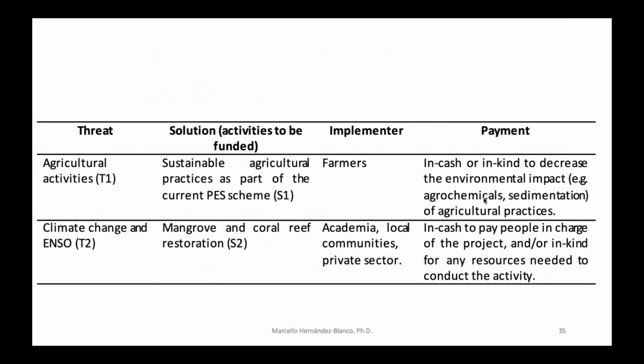So this is just a summary of the different threats, the different solutions, who would be the implementers, and how payments could be made. And it's also important because some payments could be in cash or could be in kind. For example, in some communities for mangrove restoration, they would pay the community by developing new schools or providing books for that school or providing boats for fisheries, etc. So that's a key component of it.